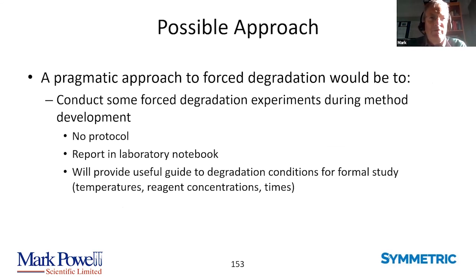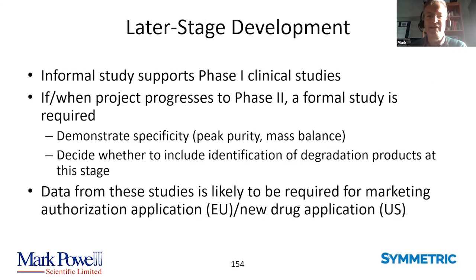So a pragmatic approach then, or if you like, a sort of risk-based approach to running stress studies would be to conduct an informal stress study during the earliest stage in development. And then in later stage, as we move from phase 1 to later clinical stages, we would probably want at that stage to conduct a formal stress study to confirm that our test methods were stability indicating. But we should have enough information at that stage to know that that's a low risk.